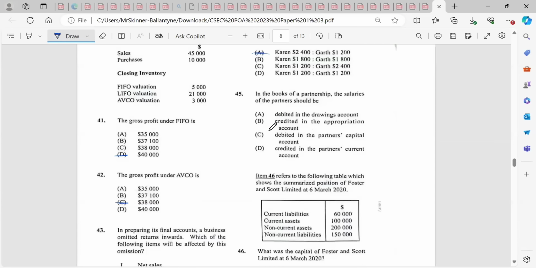Number 45, in the books of a partnership, the salaries of a partner should be A, B, C, or D. So in the current account, your drawings and your interest on drawings go on the debit side. Your salaries, your share of profits, and interest on capital go on the credit side. So in this case, his salaries would be credited in the partner's current account. So D.